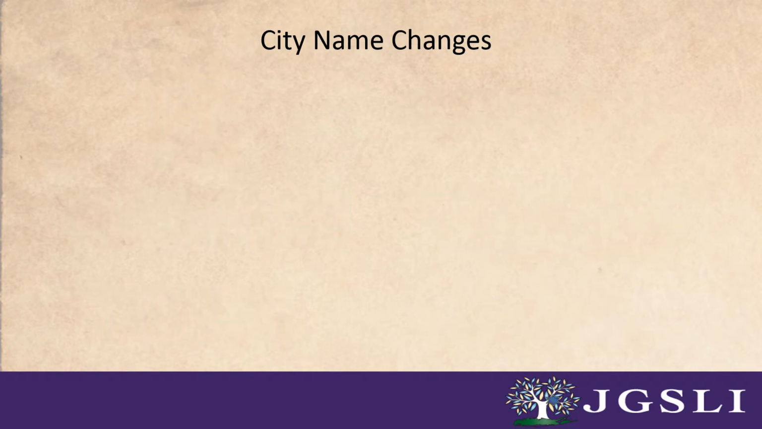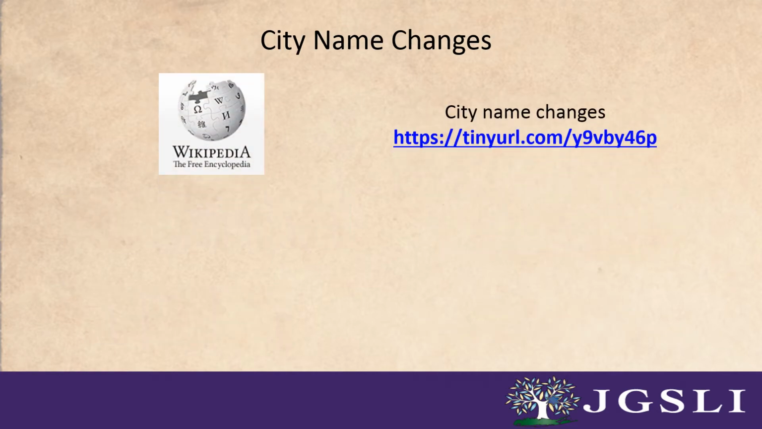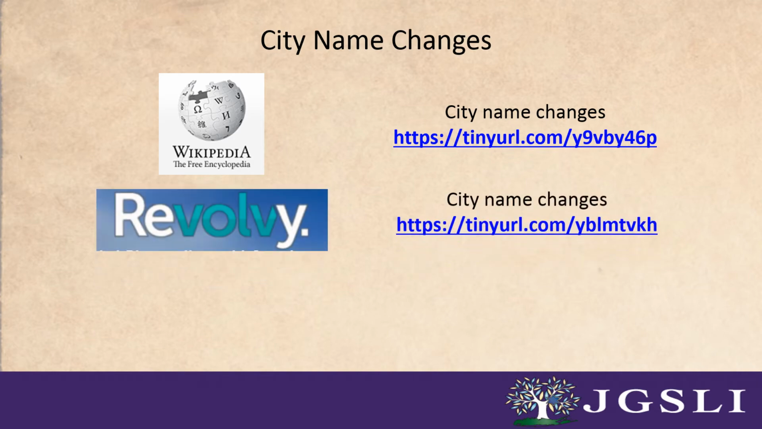For city name changes, there's a Wikipedia page that details worldwide city name changes within countries. For example, Edo became Tokyo in 1868. Or did you know that St. Petersburg, Russia became Petrograd in 1914, then Leningrad in 1924, and then back to St. Petersburg in 1991. Revolvi is a trivia and list site loaded with city name changes and lots of other short panels on country and border changes and other odd facts.